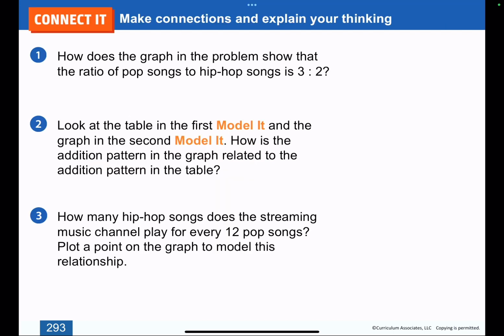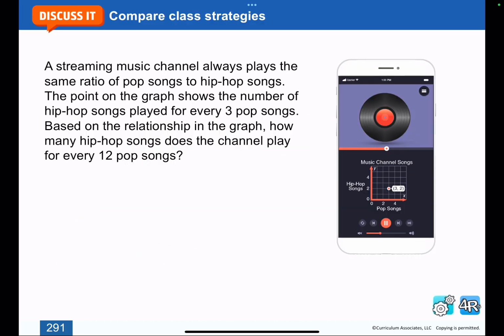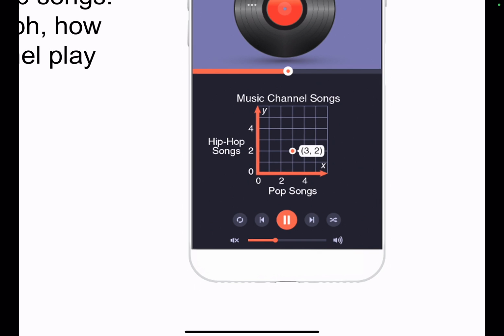So how does the graph in the problem show that the ratio of the pop songs to hip-hop songs is 3-to-2? It's referring to that first graph right here. This is a 3-to-2 ratio because we're talking about 3 pop songs for every 2 hip-hop songs.